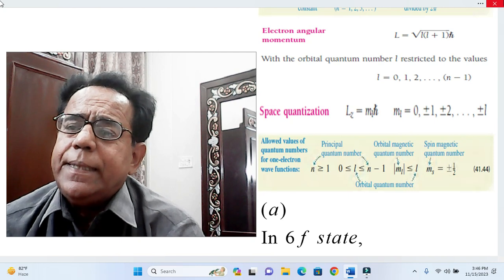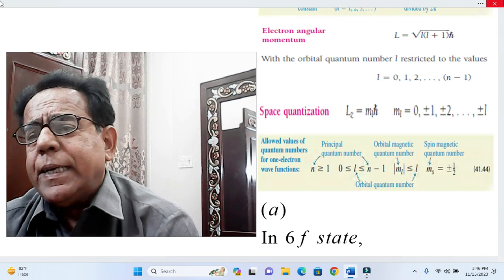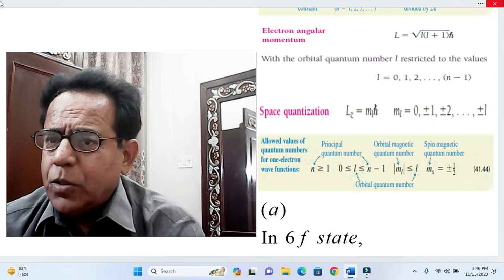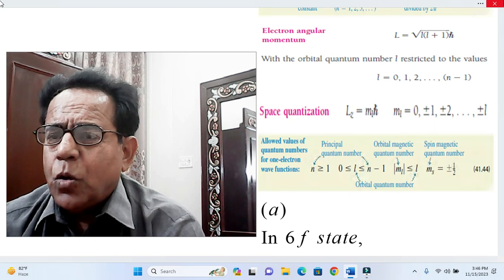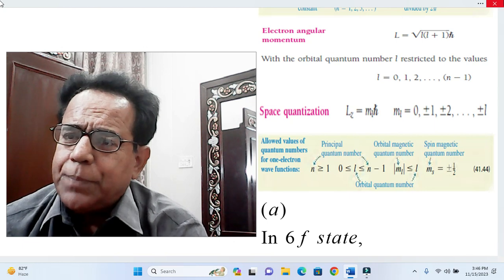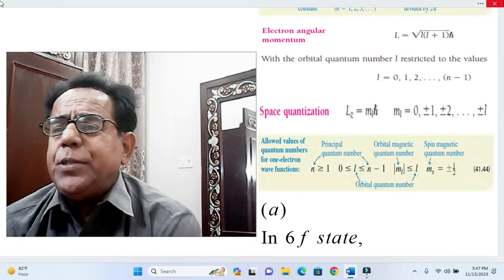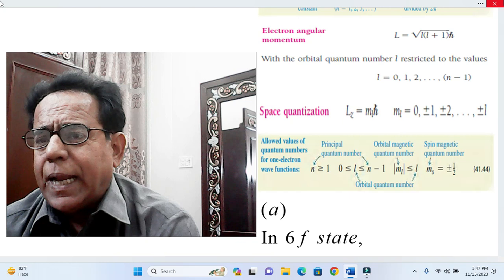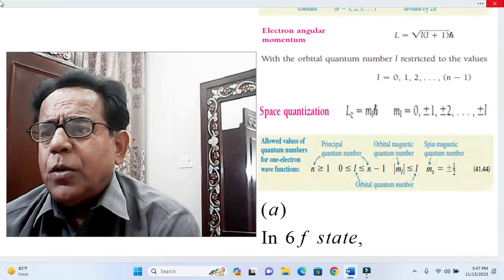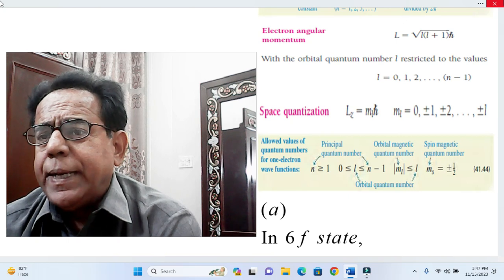Okay, l is either equal to or less than n minus 1 and either equal to or greater than 0. Next, the orbital magnetic quantum number ml, where l is written as a subscript of m. Its modulus value or absolute value or magnitude is less than or equal to small l, where l is the orbital quantum number.